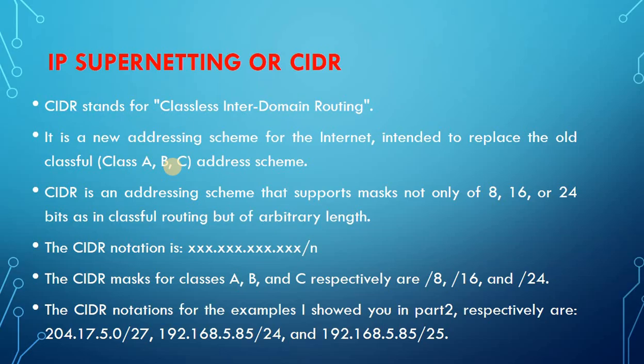For example, the CIDR notations for the examples I showed you in part 2 respectively are 204.17.5.0/27 for the first example. If you remember the example, we divided a network based on the given IP address into 8 subnets. In that subnet, we used 27 bits for the network ID because it is a class C network. So what we did was we borrowed 3 bits in addition to the 24 bits for the network ID, which makes it 27. 24 plus the 3 bits we borrowed from the host ID would be 27 bits for the network ID. So for those subnets, we used 27 bits to identify subnets, and the network ID bits length is 27.